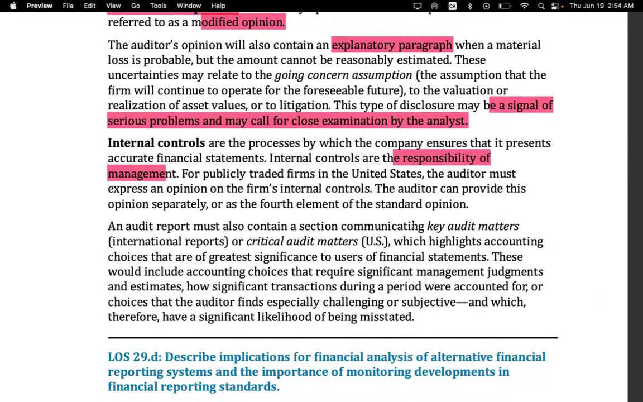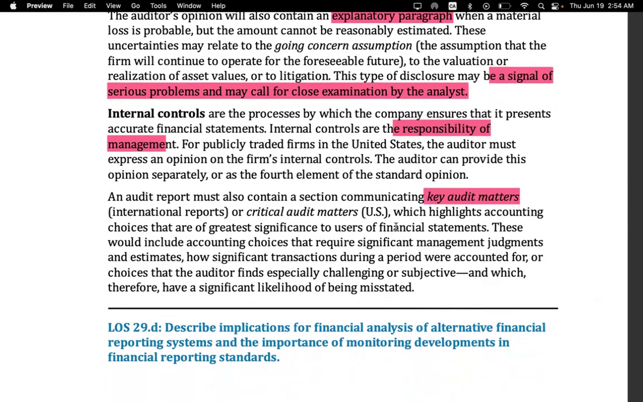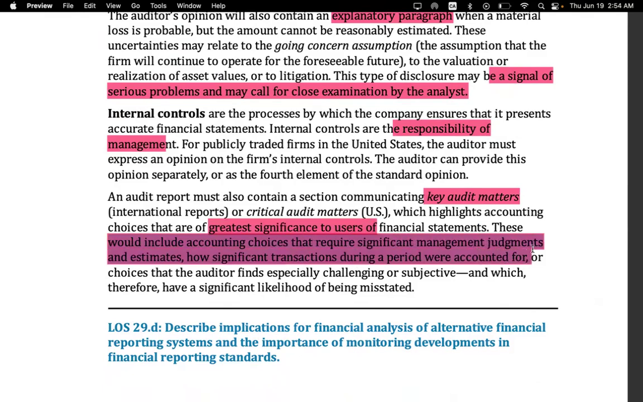Auditor must also report a section communicating key audit matters. Now, key audit matters highlight accounting choices that are of greatest significance to users. This would include accounting choices that require significant management judgments.